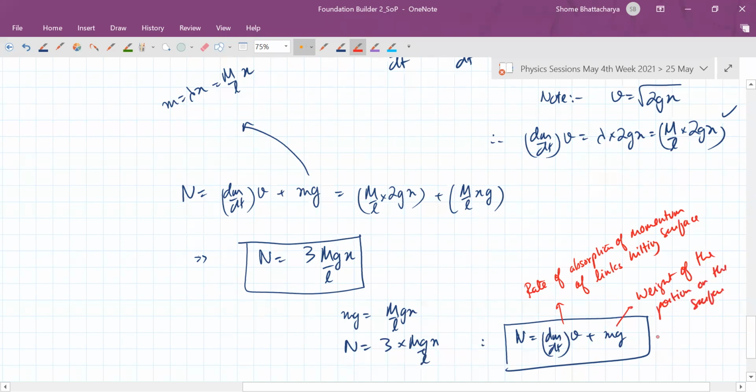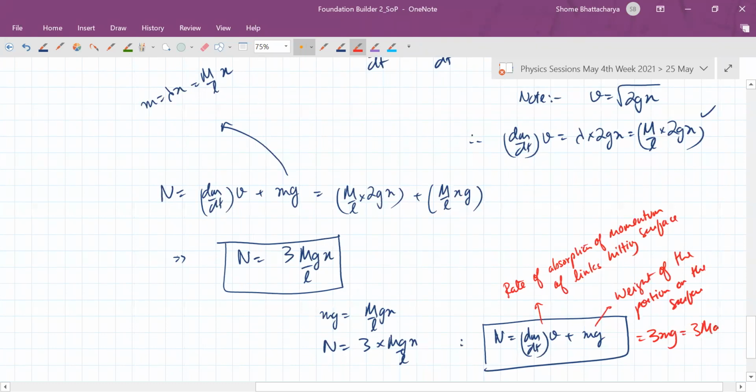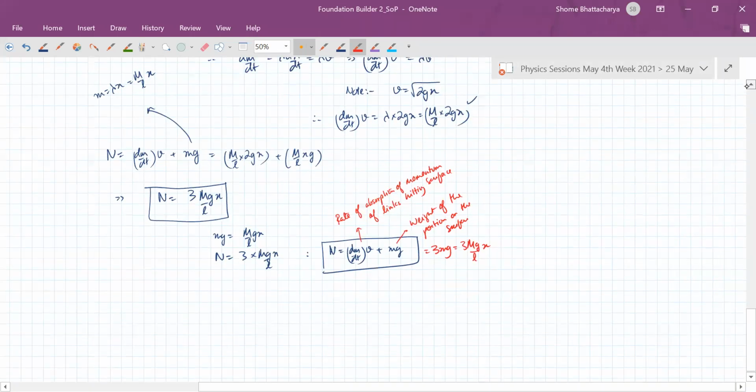And together their sum is in fact becoming 3 times small mg or 3 times capital Mg by L into x. Okay. So this is an important type of application of variable mass system and impulse momentum theorem.